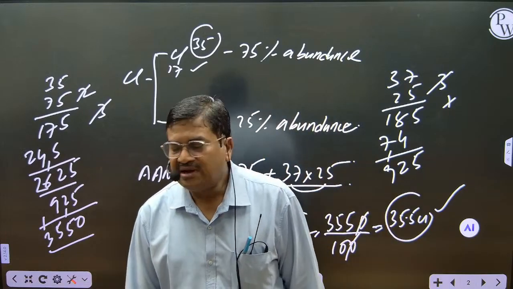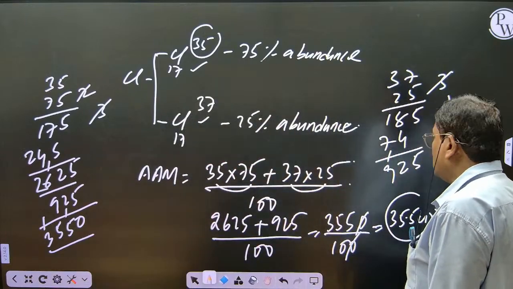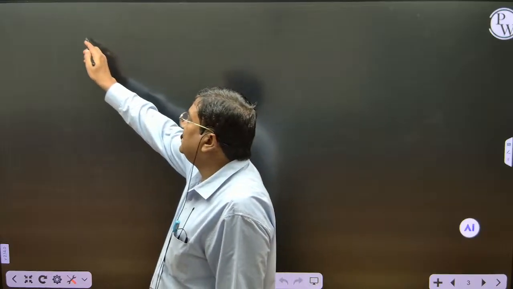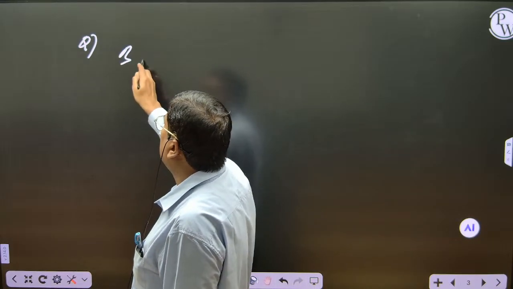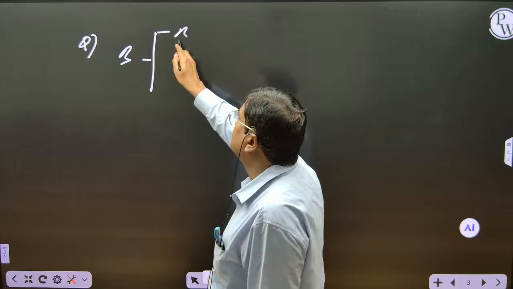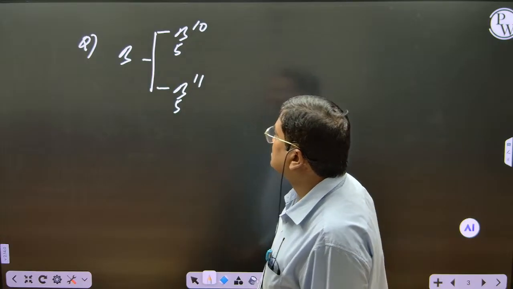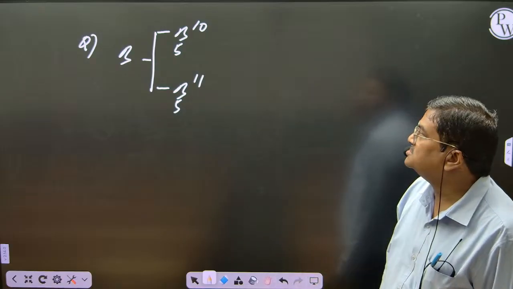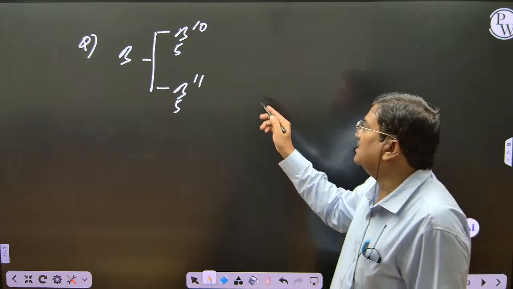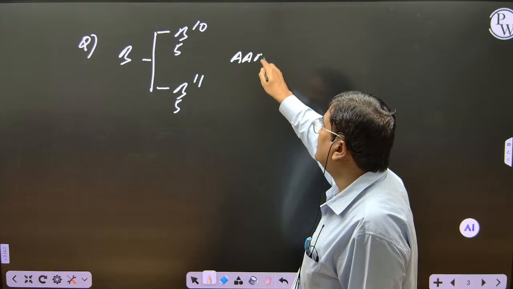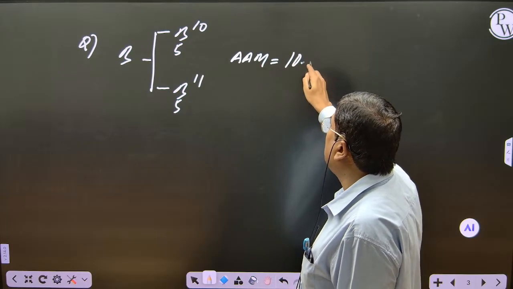Clear for all? And now write one more question. See, an element is there, boron. Boron has two isotopes. What are the two isotopes? B-10 and B-11. Copy this. So in this boron there are two isotopes, B-10, B-11. And here in the problem, the average atomic mass I am giving to you is 10.8 U.